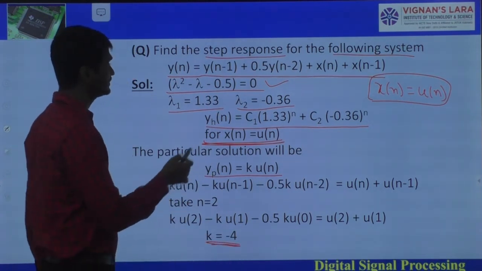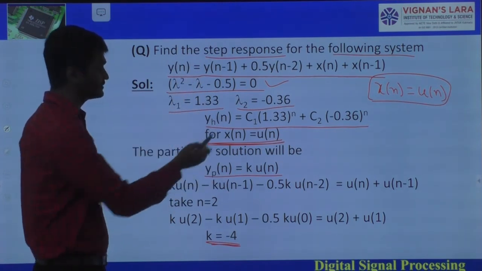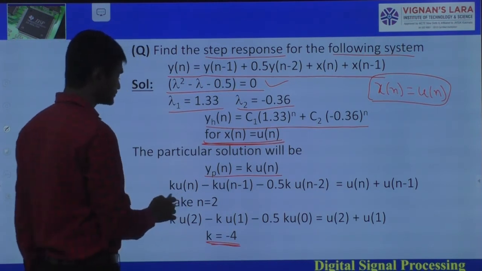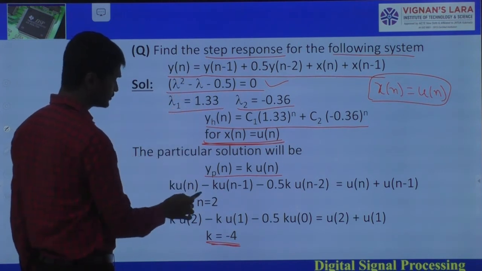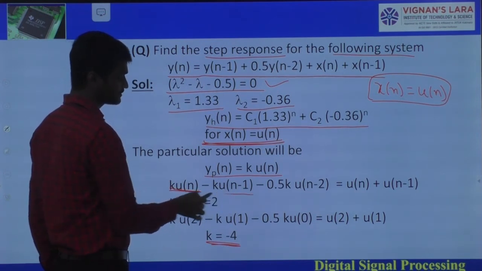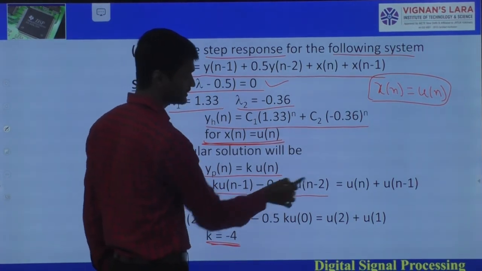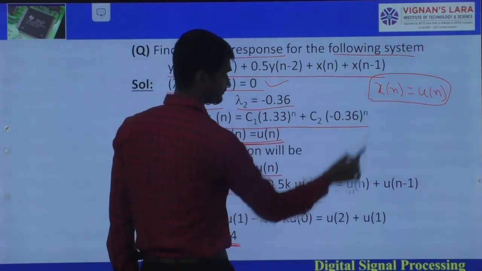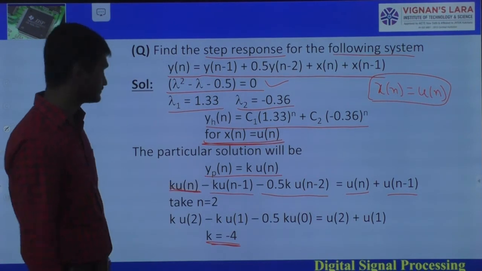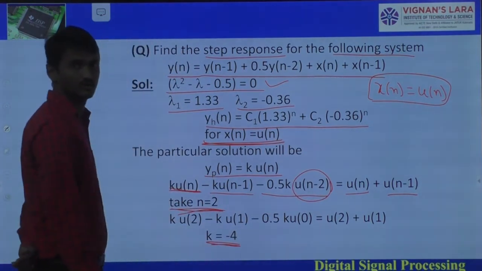How to find the value of k? We simply substitute yp of n and x of n in the above difference equation. Then we can find the value of k. So here it is k into u of n minus k into u of n minus 1 minus 0.5 k into u of n minus 2, which equals x of n, that is u of n, plus x of n minus 1, that is u of n minus 1. So what are the values of this? Take n equals 2, because the maximum is n equals 2 only, that is n minus 2.